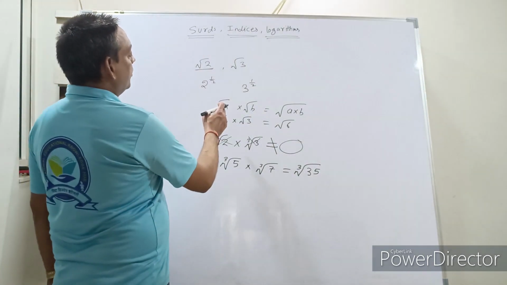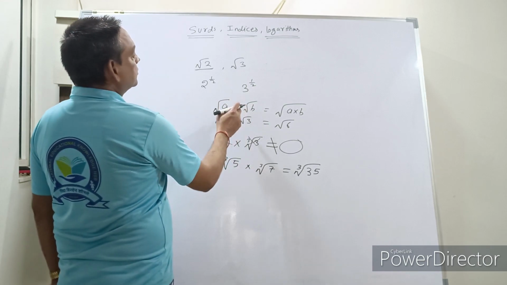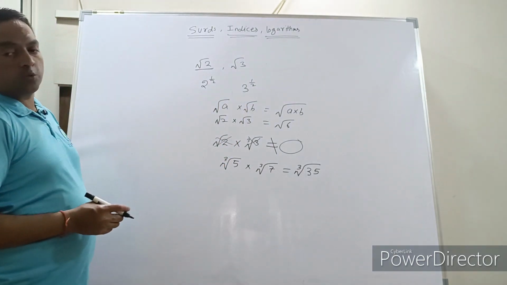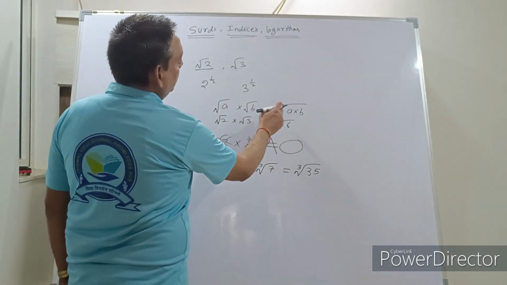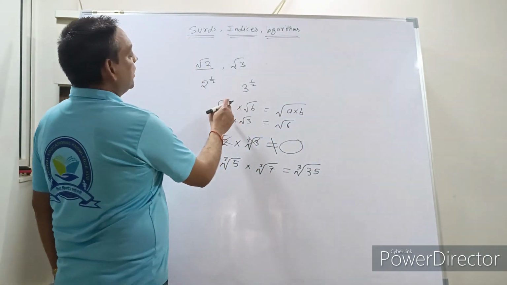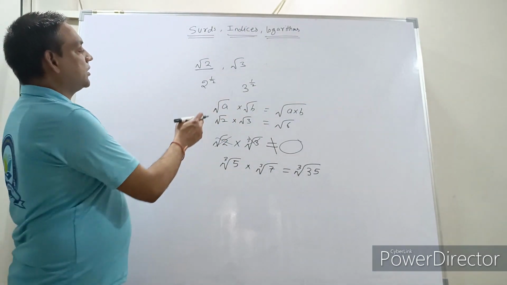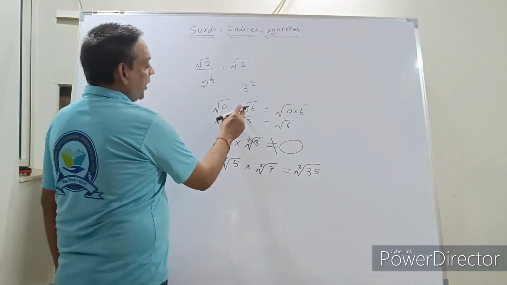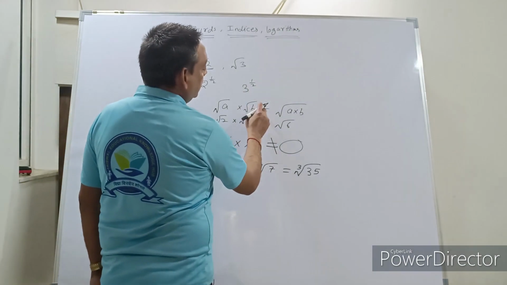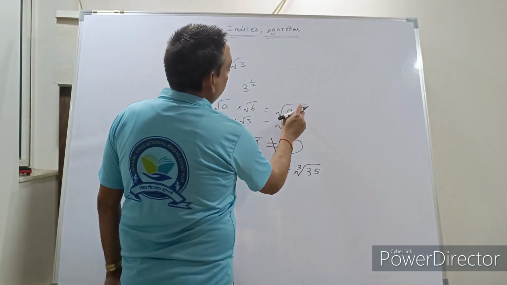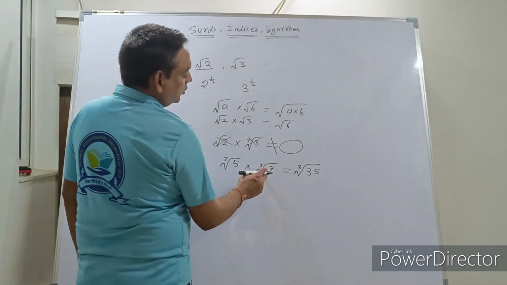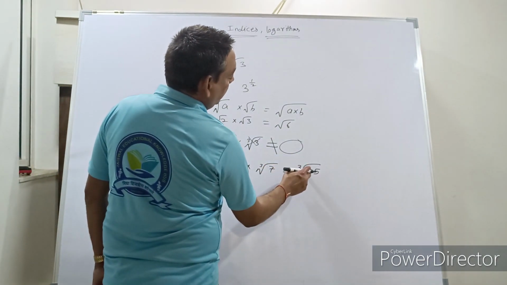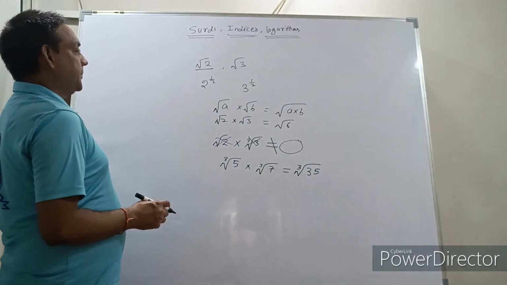Clear it is? So whenever we have the same root, meaning the square root, root a into root b is equal to root ab. Same way if it is more than two terms, like the square root of a into square root of b into square root of c, you will get the square root of a into b into c. Same way, cube root of a into cube root of b is equal to cube root of a into b.